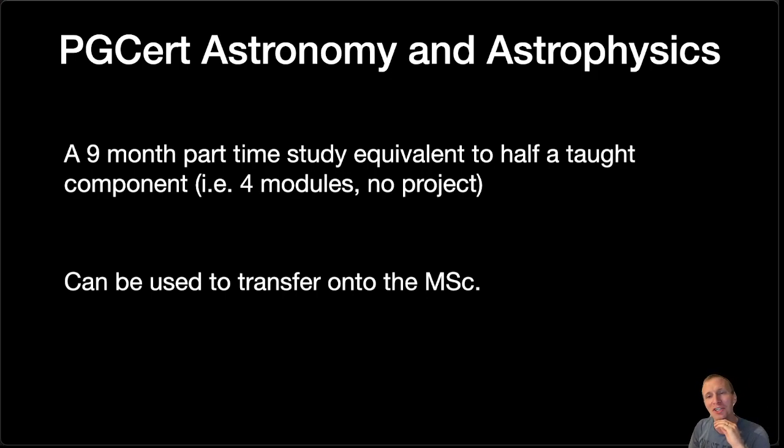Before we finish, just to mention, there is the PG Cert as well. So for the MSc Astrophysics, you can do it full-time and take a year, or part-time and take 2 years. The PG Cert is a 9-month part-time study, worth or equivalent to half a taught component. So this is 4 modules without a research project, but you can use this to transfer onto the MSc should you wish.